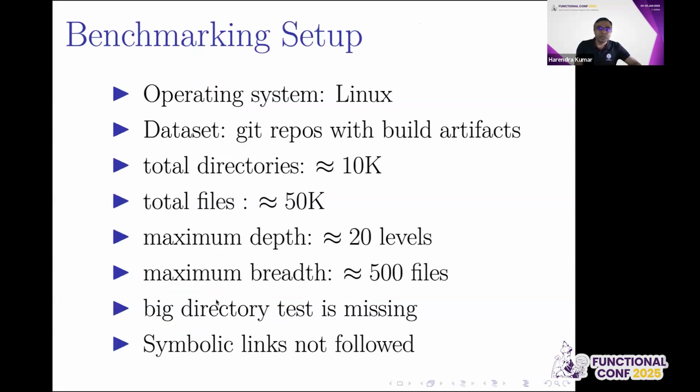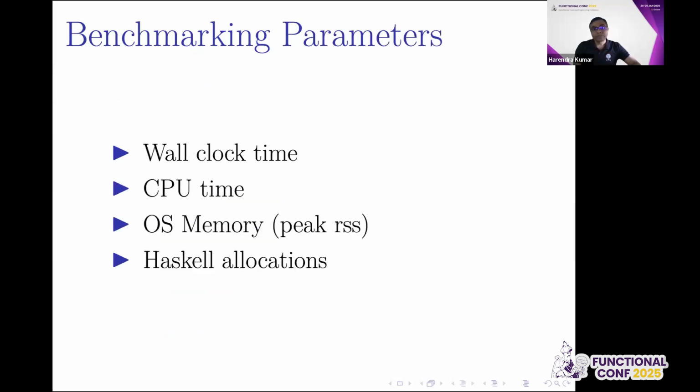We'll test it out on, so this slide gives you the setup for testing. There are 10,000 total directories and 50,000 files, so a total of 60,000 nodes in this file system tree. Maximum depth is 20 levels, breadth is 500 files. We are not doing a very big directory test, but that would have been useful. We just missed it. Symbolic links are not followed.